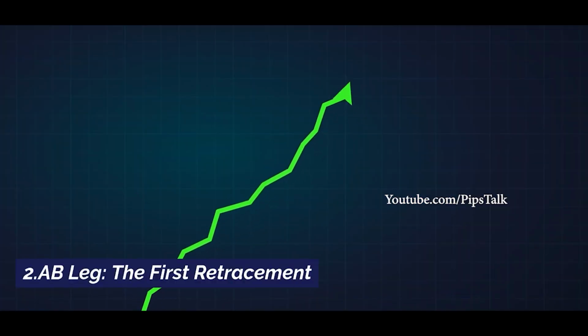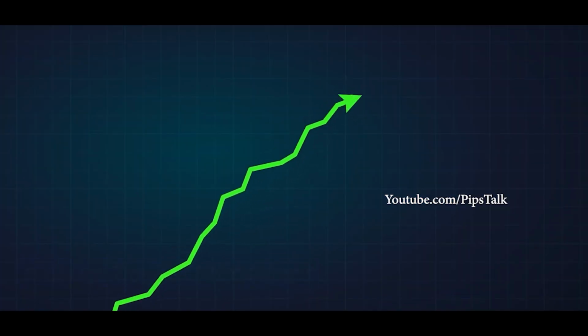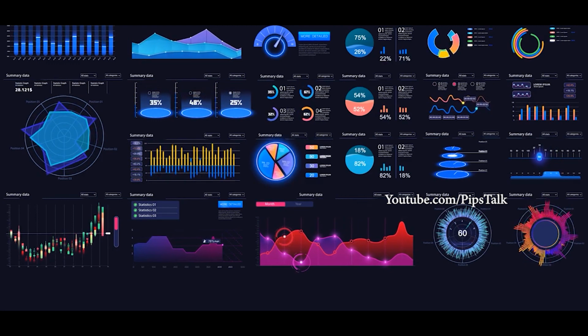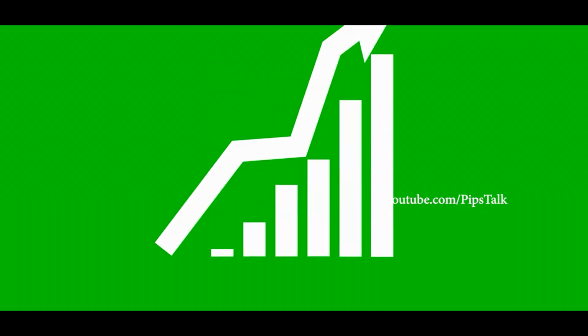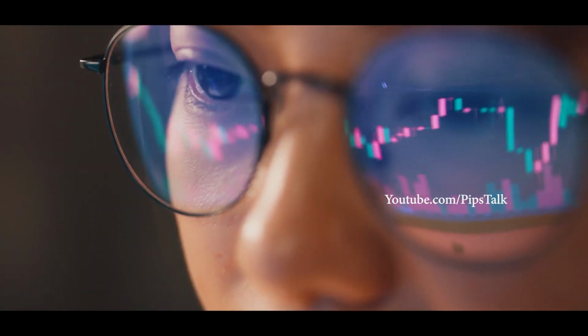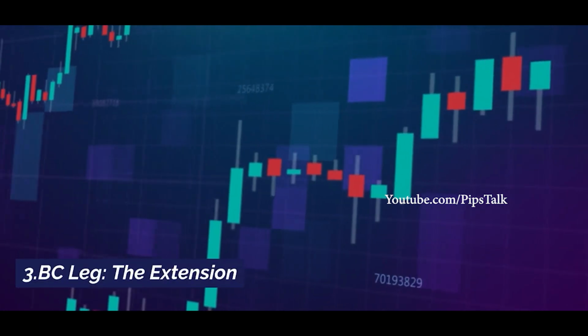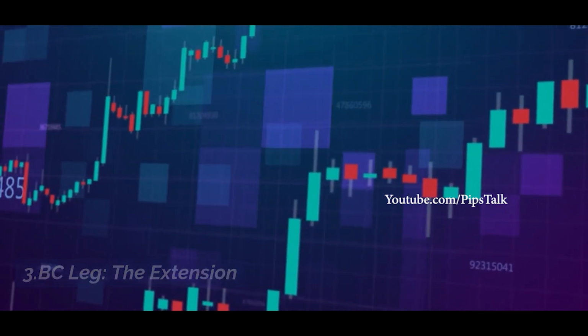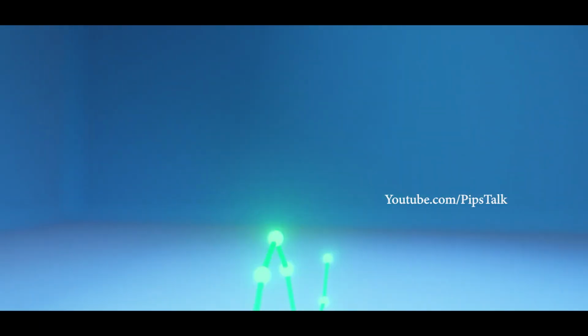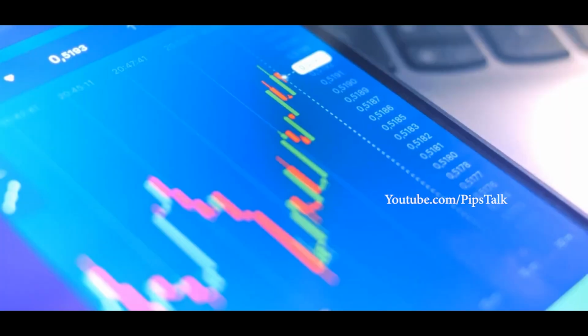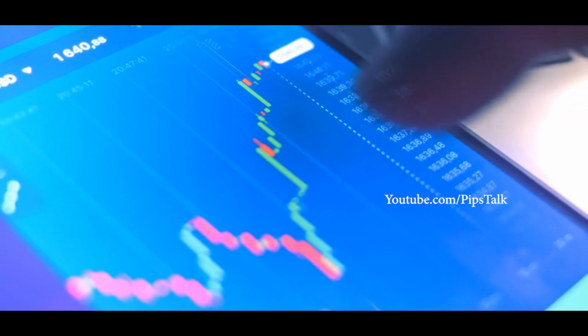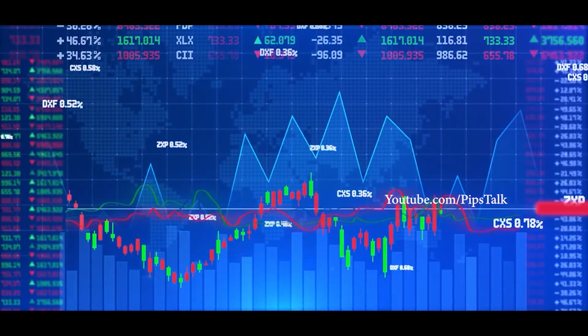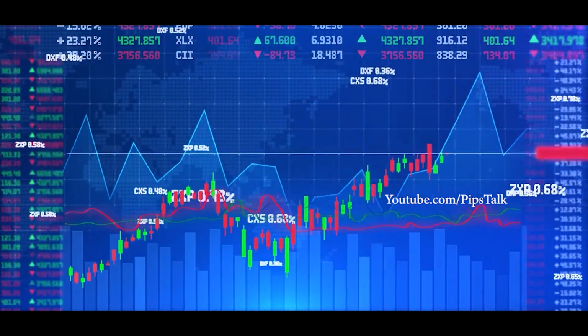2. AB leg, the first retracement. The AB leg is the first retracement from the XA leg. It typically retraces around 61.8% of the XA leg. This retracement sets the foundation for the subsequent moves. 3. BC leg, the extension. The BC leg is an extension from the AB leg. It often extends to the 1.618 or 2.618 Fibonacci extension of the AB leg. This extension is a key element in the Gartley pattern.